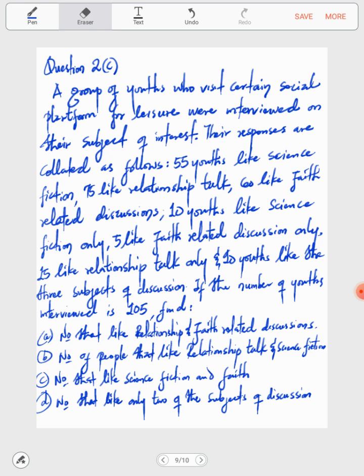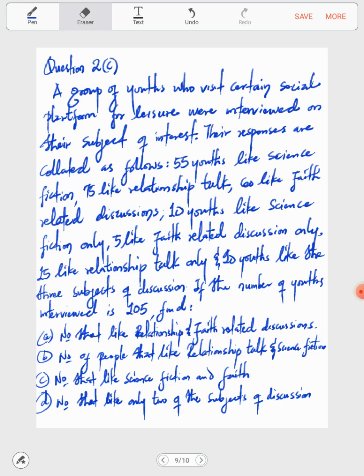We have another question here, don't forget this is on A-level mathematics, on set theory. We have a group of youths that were interviewed on their subject of interest. We have their information written here. Their responses are collated as follows. We have 205 youths, the sample size. Now, what are the distinct interests? Let's look at that. We have science fiction, relationship talk, and faith-related discussions.